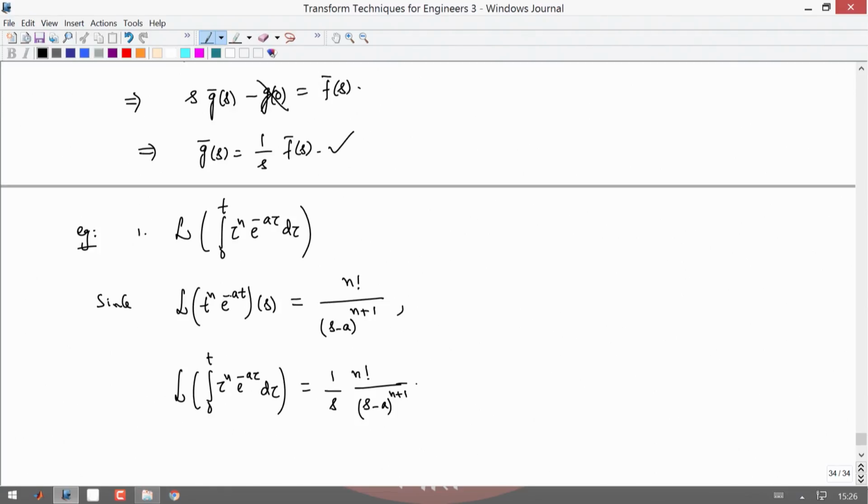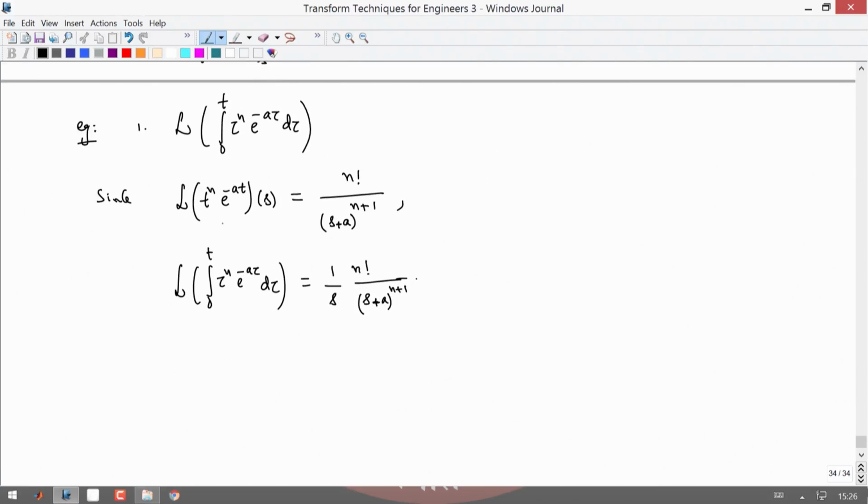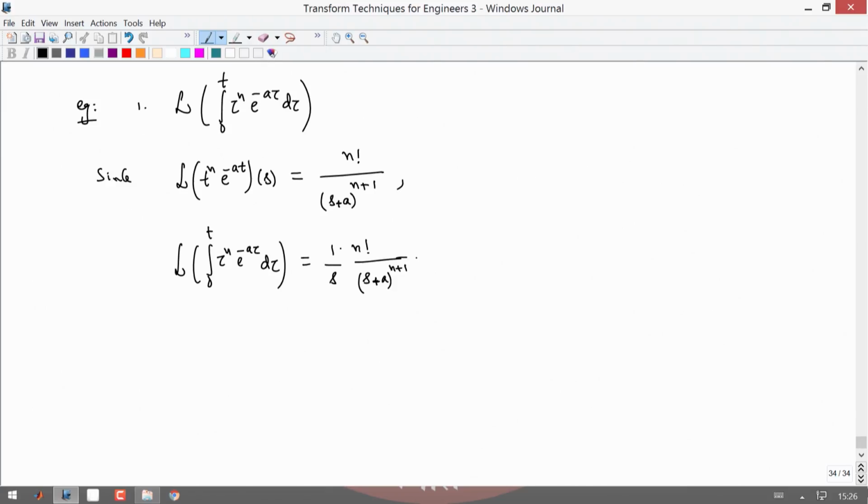So, this is minus a. So, you have plus a here, right. This is actually s plus a, not s minus a, s plus a, because it is minus a t. So, e power minus a t, you have addition. So, this is one example.